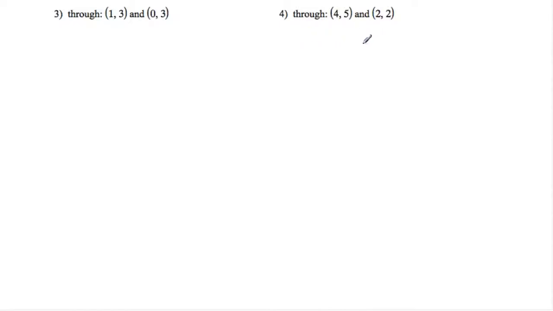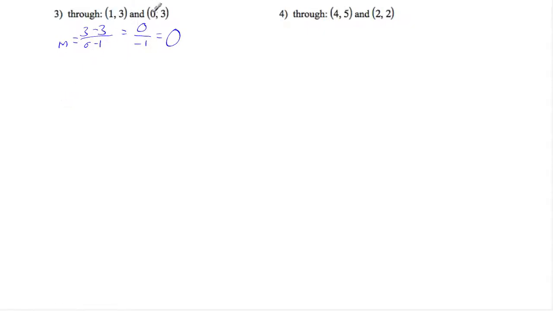Okay, now for these points, unfortunately, we don't have the slope, so what are we going to have to do? Well, we'll have to find it. Now remember, slope is change in y over the change in x. So we get the difference of the y values, 3 minus 3, over 0 minus 1. So this gives us 0 over -1, which hopefully you can recognize is 0.